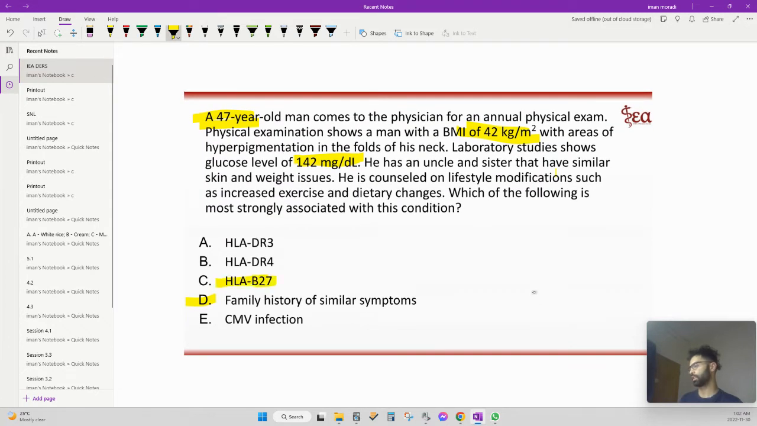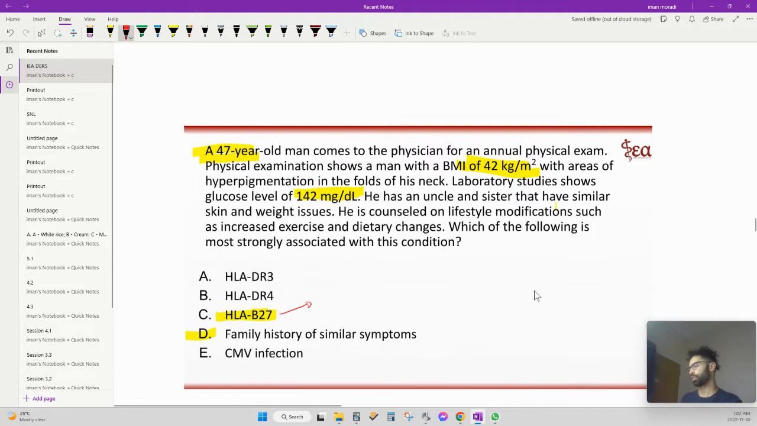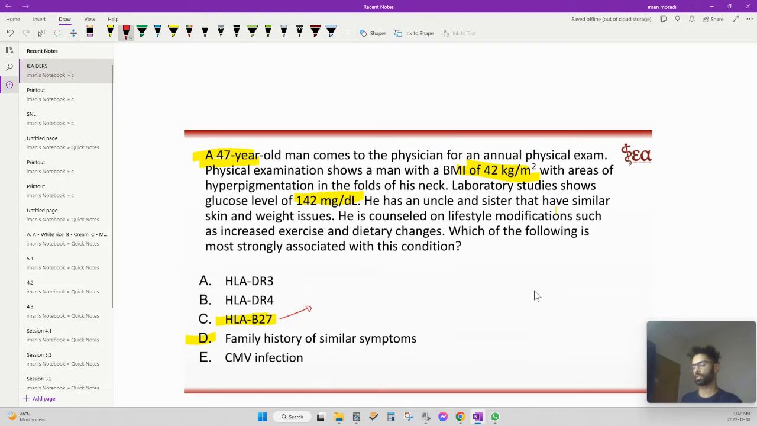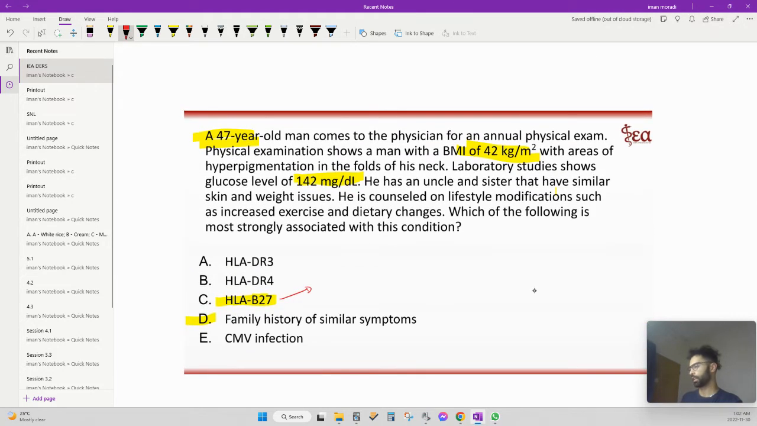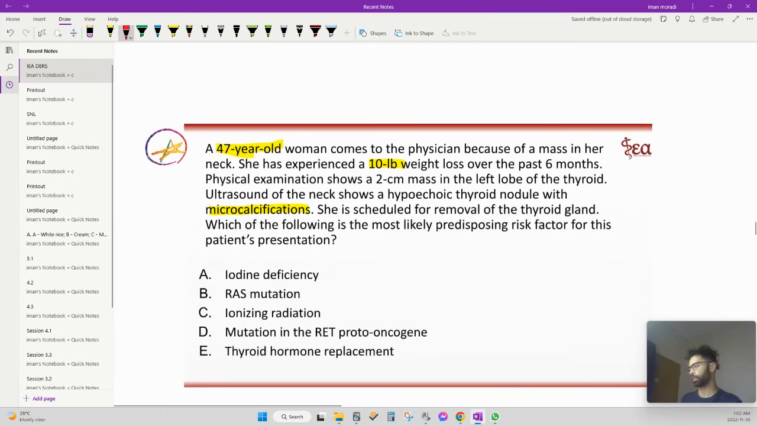HLA-B27. This is a predisposing factor for a bunch of stuff, for seronegative arthritides, also for some like Reiter syndrome, ankylosing spondylitis. Pretty sure it could be Crohn's disease too, but don't quote me on that. These two, 3 and 4, I'm not exactly sure. I think they're for type 1 diabetes.